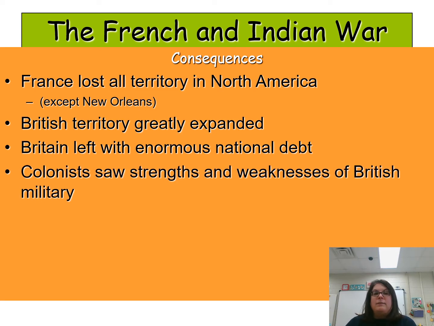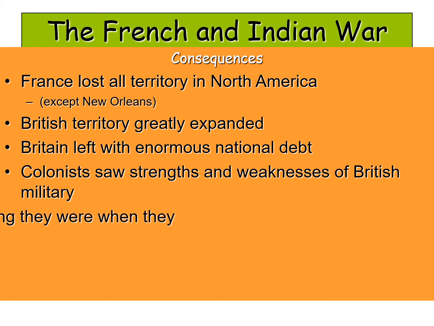At the same time, the colonists had been fighting alongside the British Army. So colonists like George Washington and Henry Knox were going to remember this when they get ready to fight against the British in the American Revolution. They're going to remember what some of the strengths and weaknesses of the British military were that they saw when they were fighting alongside them in the French and Indian War.